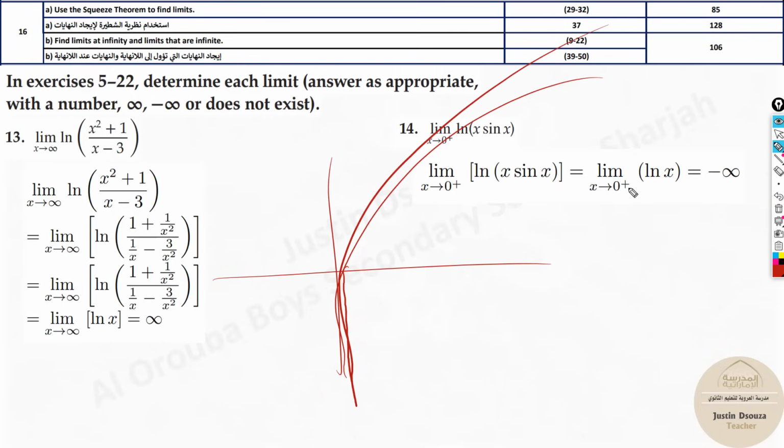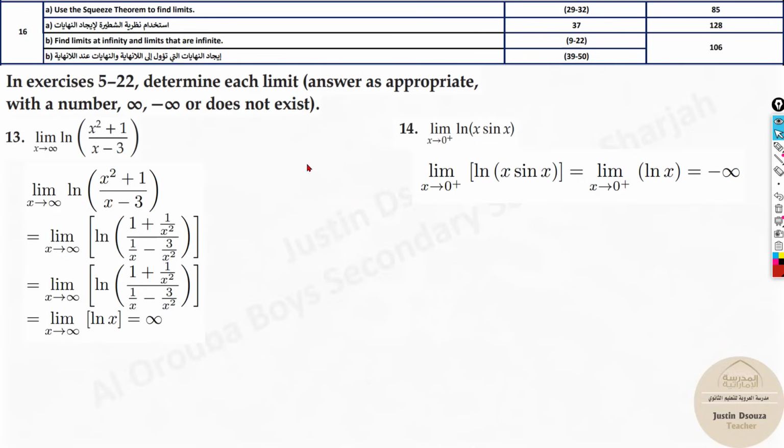It goes towards infinity from the right side of 0. See, this is very important, that's mentioned plus. Okay, so why? Because it's minus infinity, it's downwards. Even if you know the graph, you can directly check your answers. So this is it. And over here, you can just apply the infinity.